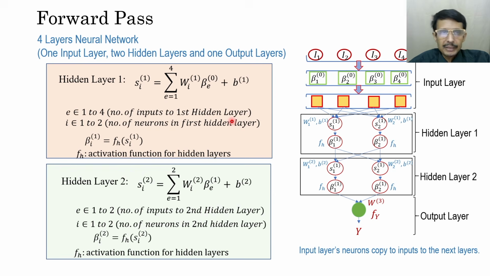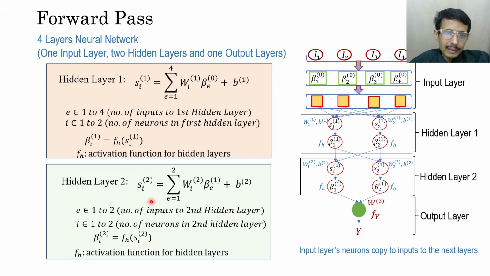Now, what happens in the first layer? In layer 1, since it has 4 neurons, we have W_i1 and the bias B_i, and this is the input to this layer. So i is equal to 1 to 4, the number of inputs to the first layer, j is equal to 1 to 2, the number of neurons in the first layer, and B_j is equal to 1. F of H is basically the activation function between layers. It is a very well-known function for neural networks.